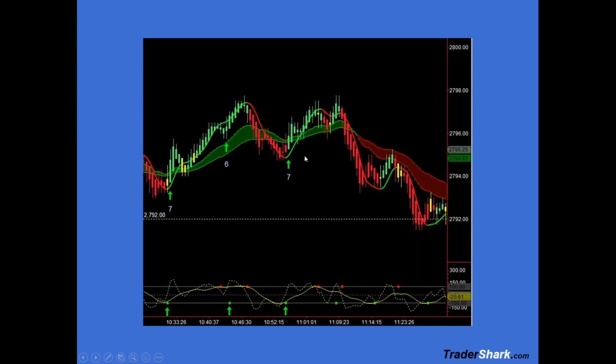7 ticks. What if you're only trading 1 contract and you run 7 ticks? Bring in your stop, play it safe. I like to trade a minimum of 2 contracts. It moves my stop a little quicker. There's a lot of different ways to play it.